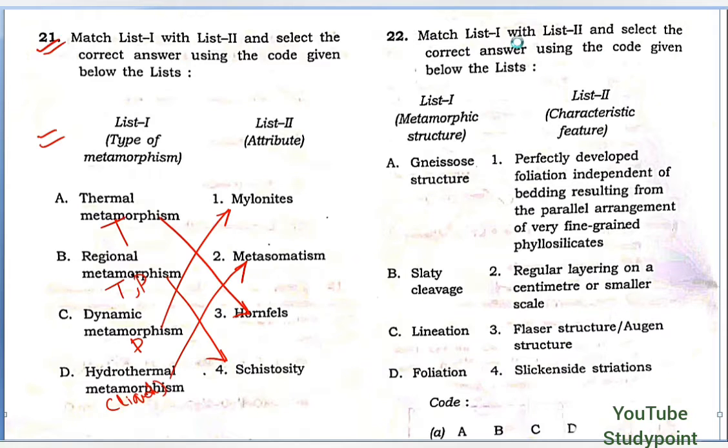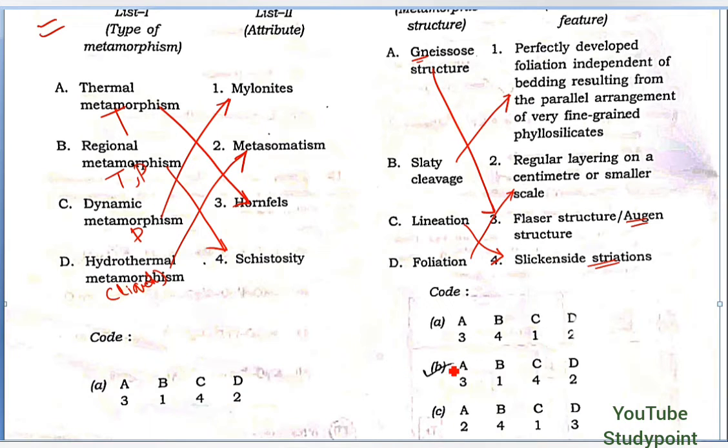Match the list 1 with list 2. Select the correct answer using the code given. In list 1, genus structure given, organ structure. So 1, 3. Next, lineation, silicon side, striation, foliation. Foliation is regular layering on a centimeter or small scale, and slaty cleavage rest 1. So, this is the right answer, A3, B1, C4, D2.